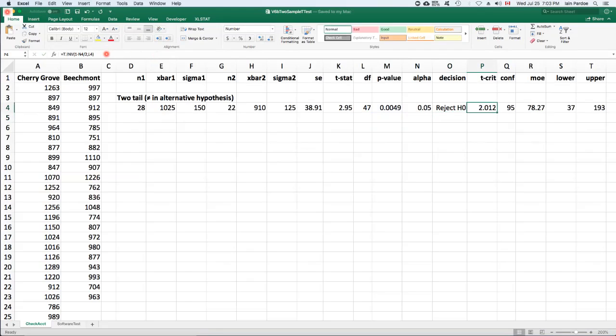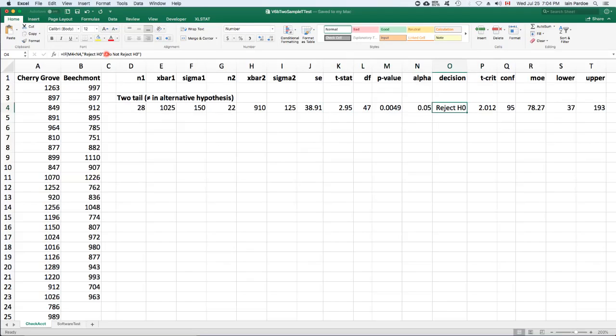If we want to make a decision using the critical value, then as usual, we need to find the value in the t-distribution so that we've got a tail area of 0.025 in the upper tail and 0.025 in the lower tail, as we're doing a two-tail test. And here's the Excel formula to calculate that. It comes to 2.012. And the decision is if that test statistic is either above 2.012 or below minus 2.012, then we reject the null hypothesis. And 2.95 is above 2.012. So it's in the rejection region, so we reject the null hypothesis.